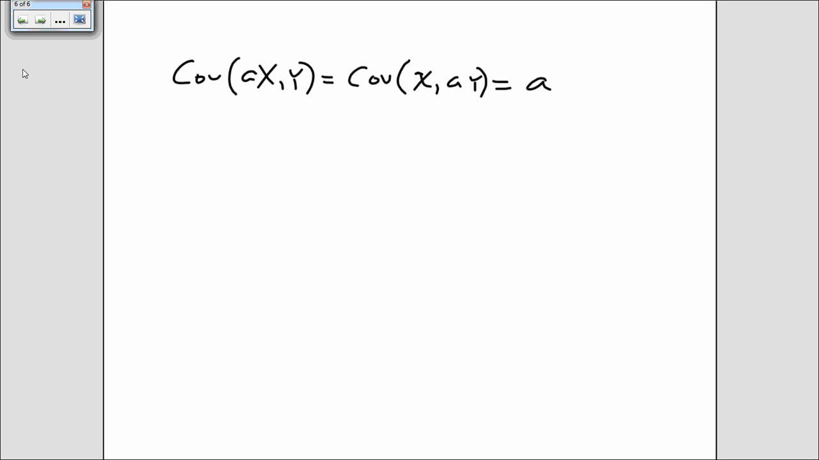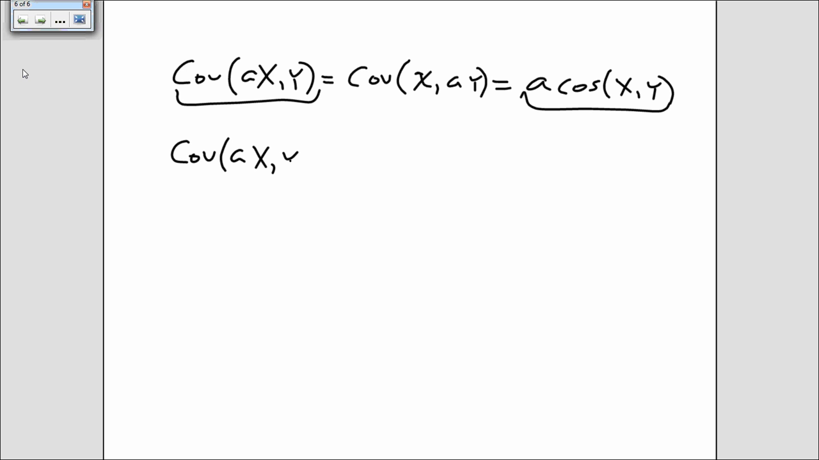You multiply something in there by a constant. How would you show that the covariance of AX, Y is the same as the covariance of X, AY, which is A times the covariance of X, Y? I'm going to show that this equals the last. First, I'm going to show that. Okay, so what is the covariance of AX, Y?